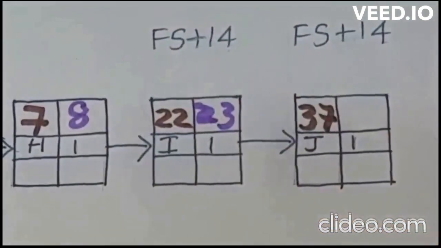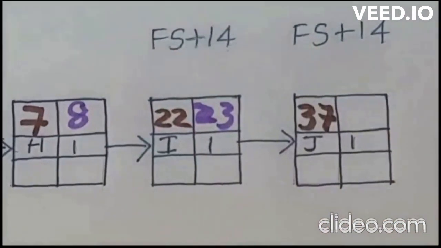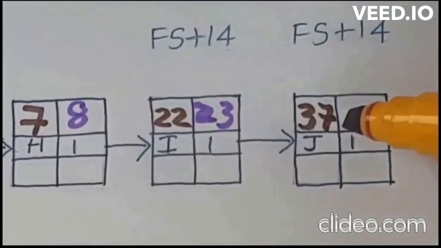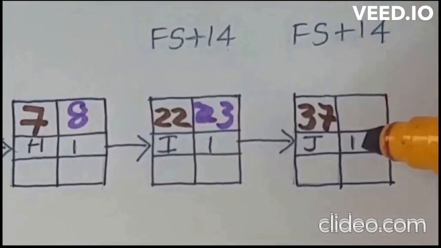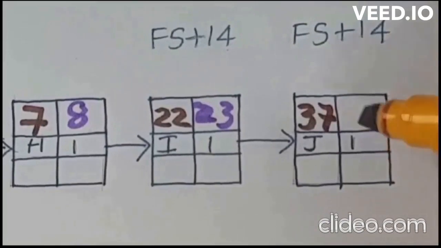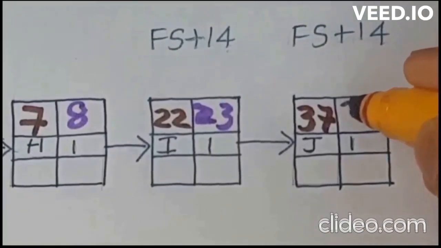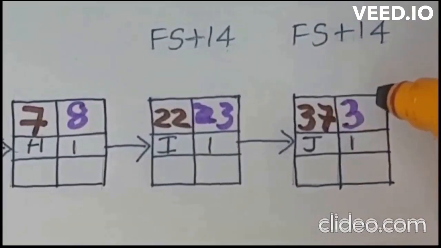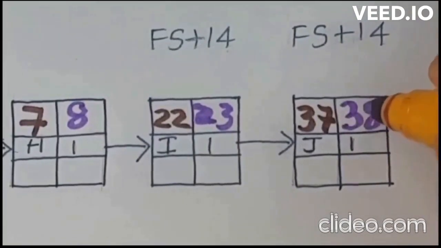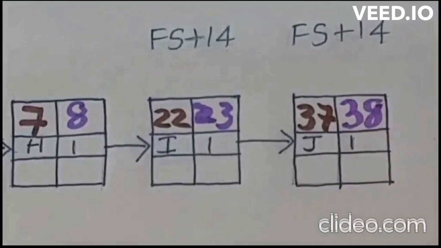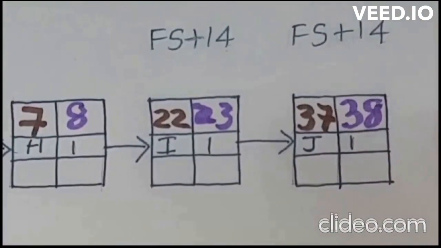Now coming to the earliest finish time of activity J, it will be earliest start time plus the duration, that is 1. That will be equal to how much? 38. So that you can write here, 38. Now the forward pass is complete. So I'll stop here and we'll continue in the next session.